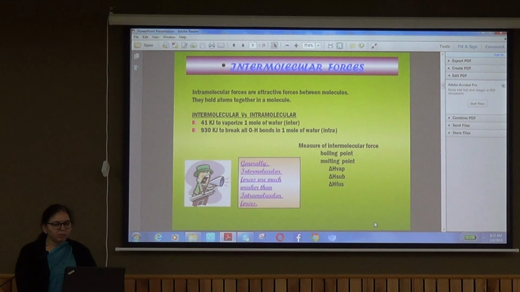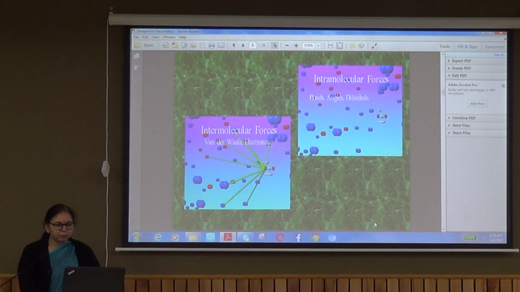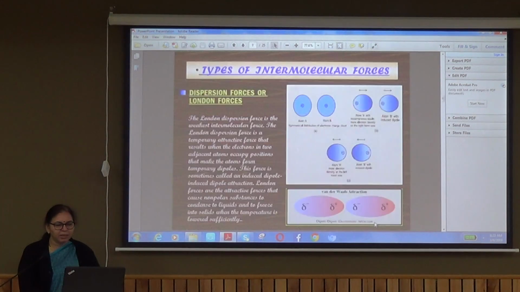As we know, 41 kilojoule energy is required to vaporize 1 mole of water, because intermolecular force of attraction is present between the two molecules of water, while to break 1 mole of O-H bonds present in the water, that is intramolecular force, requires 930 kilojoule energy to break the bond. Intermolecular forces are generally known as Van der Waals forces, while the intramolecular forces include bonds, angles and dihedrals.